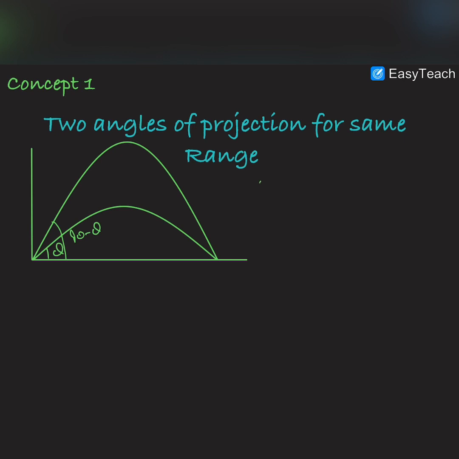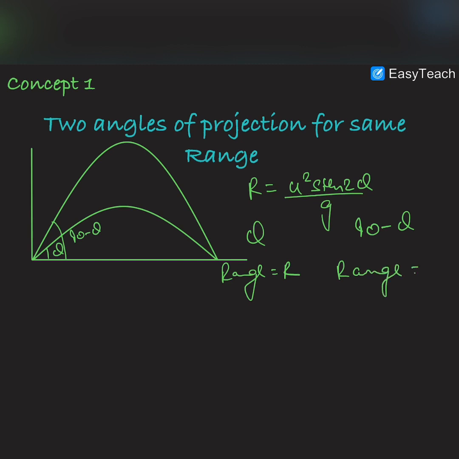So we know that the formula of range is u square sine 2 theta by g. This is the formula of range, and we know that if the angle of projection is theta, then the range is R, and when the angle of projection is 90 minus theta, then the range will be equal to u square sine 2 into (90 minus theta) by g.